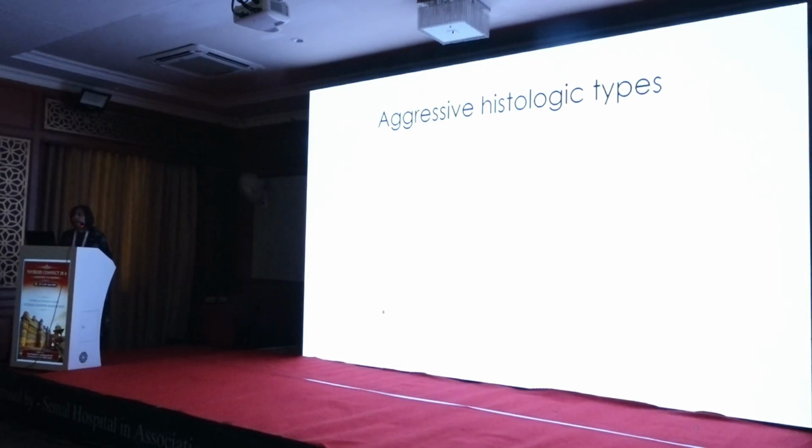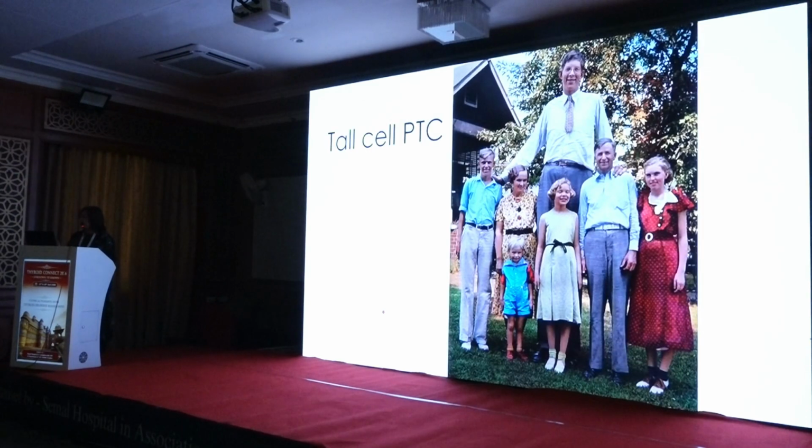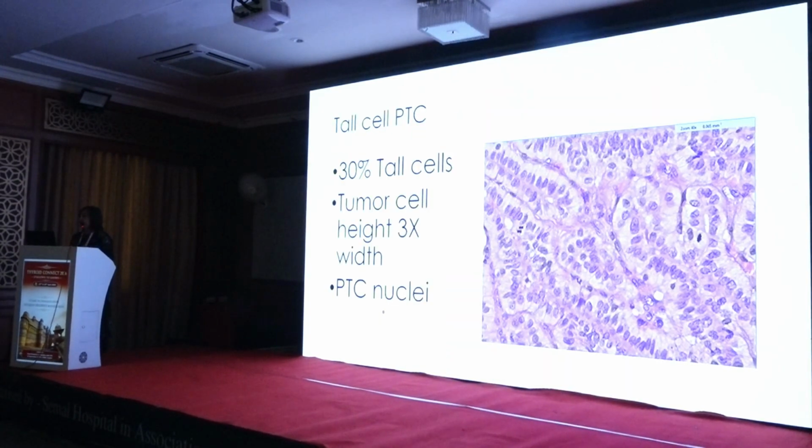So coming to the aggressive types, this also you should be familiar with. One of the most important aggressive histologic types in papillary thyroid carcinoma is the tall cell variant, where the tumor cells are quite tall, and there is a criterion for that. The tumor cells are 3 times taller than they are wide. And the tall cells have to be quite substantial.